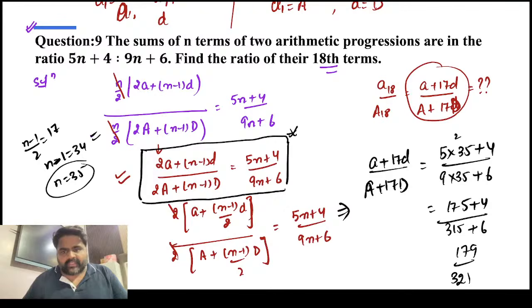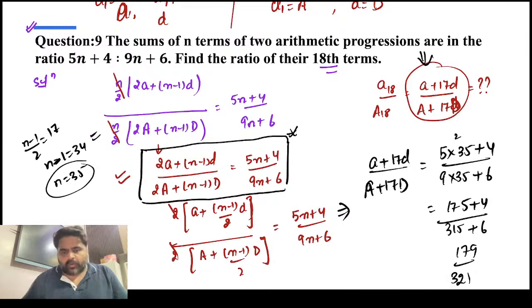But we don't want this thing. We want a plus 17d. So that's why we have taken 2 as common. Those students who are not able to understand how to take the common, do one thing: divide the numerator and denominator by 2. When we divide, we get a plus n minus 1 by 2 d. This is capital A plus n minus 1.